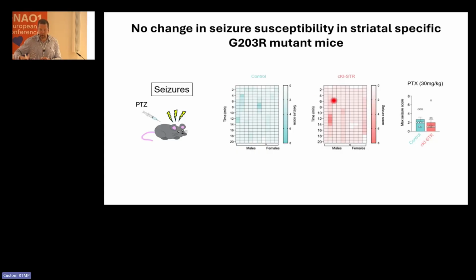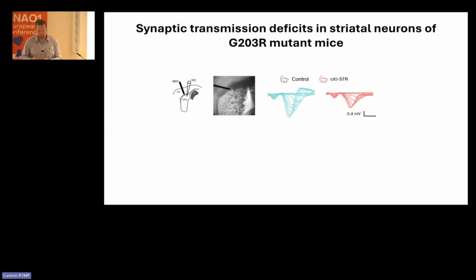Like I said, in the control animals, the seizures are not that prominent, and a conditional knock-in of G203R in the striatum does not make the situation worse. So essentially, there's no increased seizure susceptibility in this model.